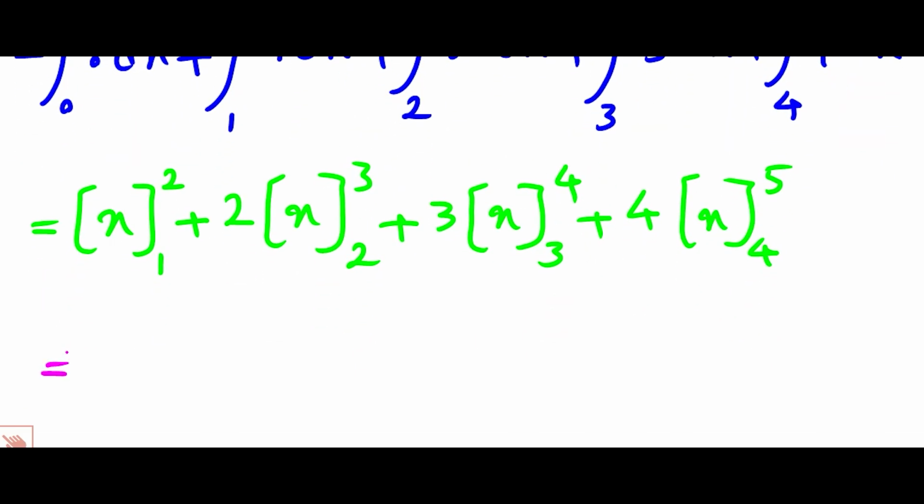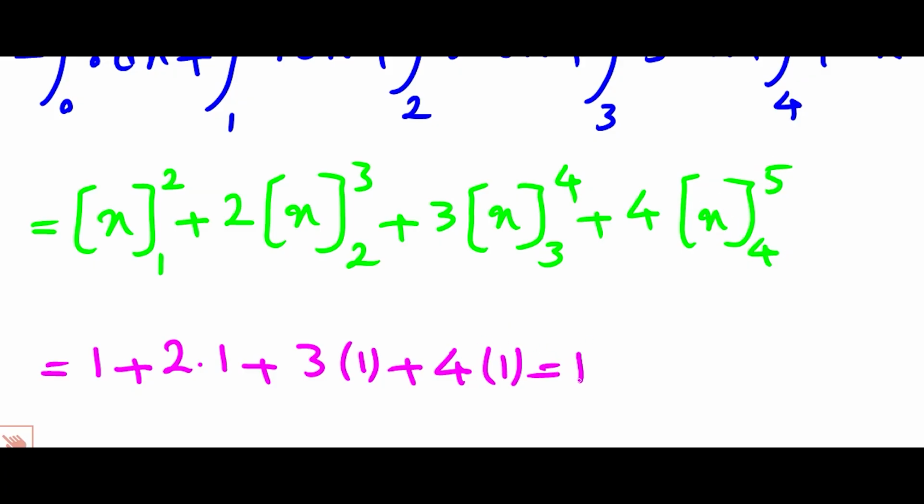So we have x from 1 to 2 is 2 minus 1, which is 1, plus 2 times (3 minus 2), which is 1, plus 3 times (4 minus 3), which is 1, plus 4 times (5 minus 4), which is 1. So 1 plus 2 plus 3 plus 4 is 10.